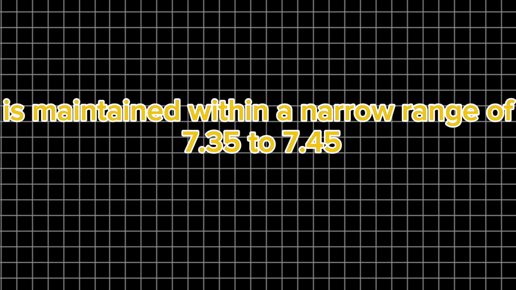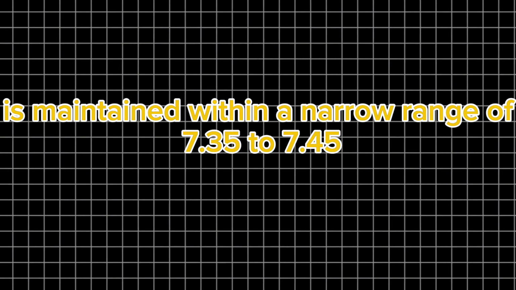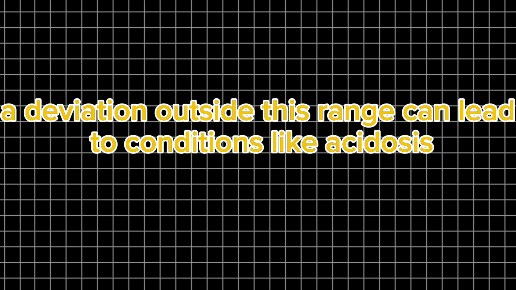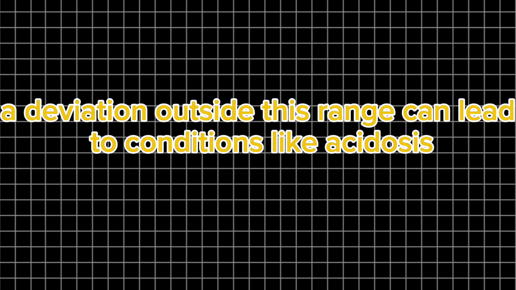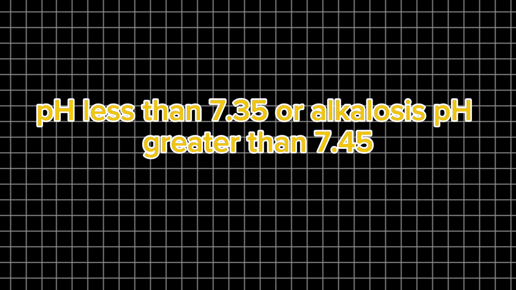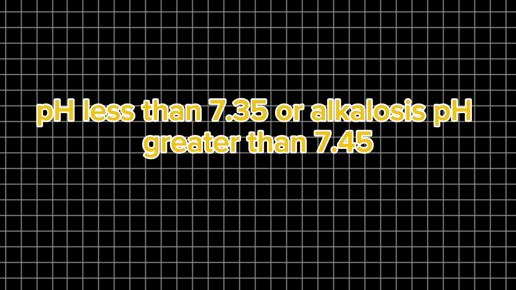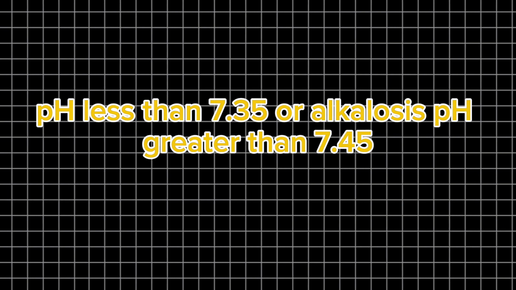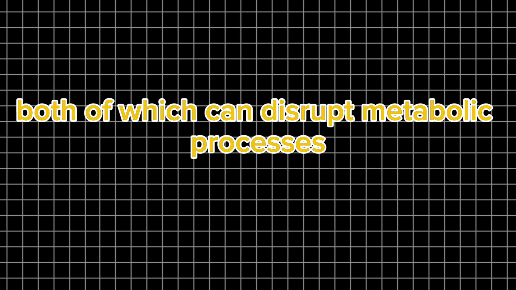4. Normal pH of body fluids. The body's blood pH is maintained within a narrow range of 7.35 to 7.45. A deviation outside this range can lead to conditions like acidosis, pH less than 7.35, or alkalosis, pH greater than 7.45, both of which can disrupt metabolic processes and lead to severe health complications.